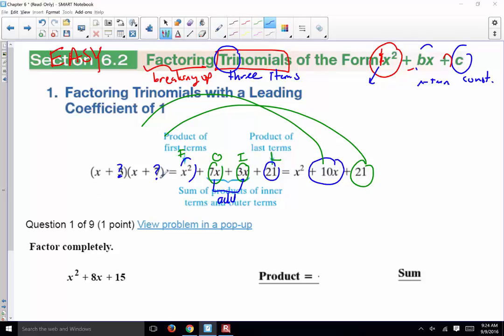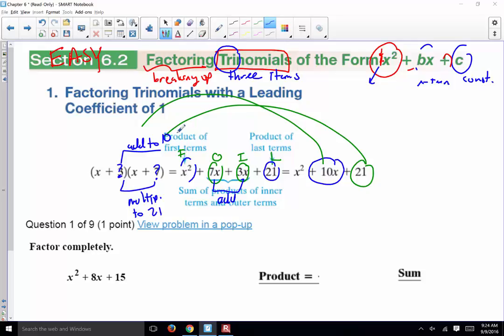But those two numbers should multiply to 21, but when I add them, add to 10. So this is a puzzle with two statements. You're answering a puzzle question. Guess two numbers that will multiply to positive 21 and add to 10. What two numbers can it be?